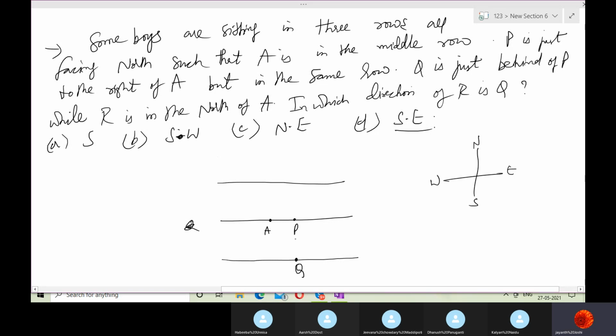While R is in the north of A. In which direction of R is Q? So what direction of R is Q? Southeast. Yes. So this is where Q is here. So is he southeast? Yes, sir. Now take one last question, all of you, and solve it.